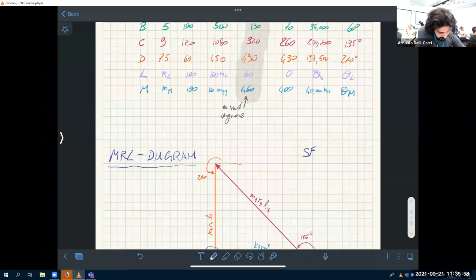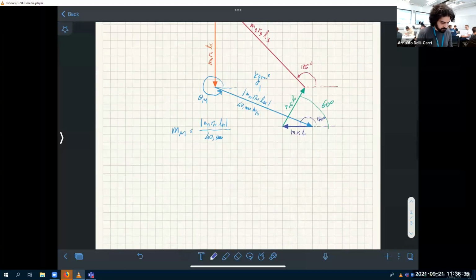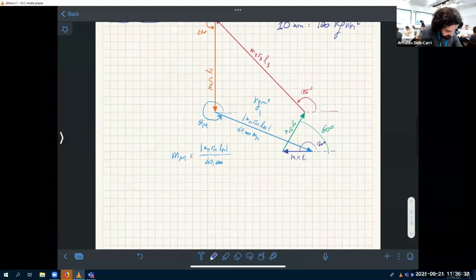Let's say, assume scale factor. Here you have that, let's say, 10 millimeters is 100 kilogram millimeter squared. So that means if you measure your vector and it's 3 centimeters, 3 centimeters correspond to 300 kilogram millimeter squared. Right? Again, you need to find a scale factor so that your drawing fits onto the paper. Now let's do the MR diagram.